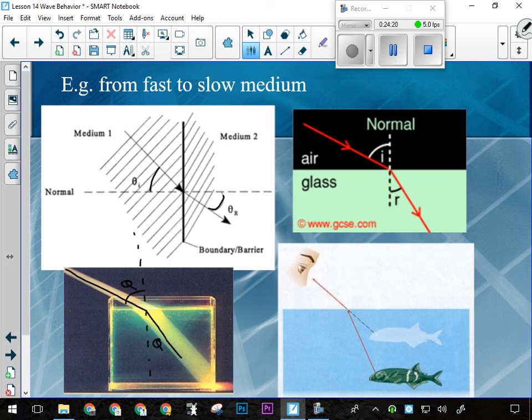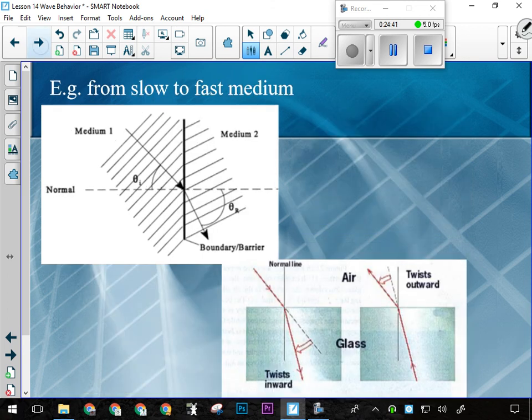Okay, same idea I was talking about with the spear fishing. This is where your eye tells you the fish is, but it's actually down here. Because the light coming from it gets to the air where light travels faster, it bends away from the normal, goes to your eye, giving you the illusion that the fish is actually straight away from you when it's not.